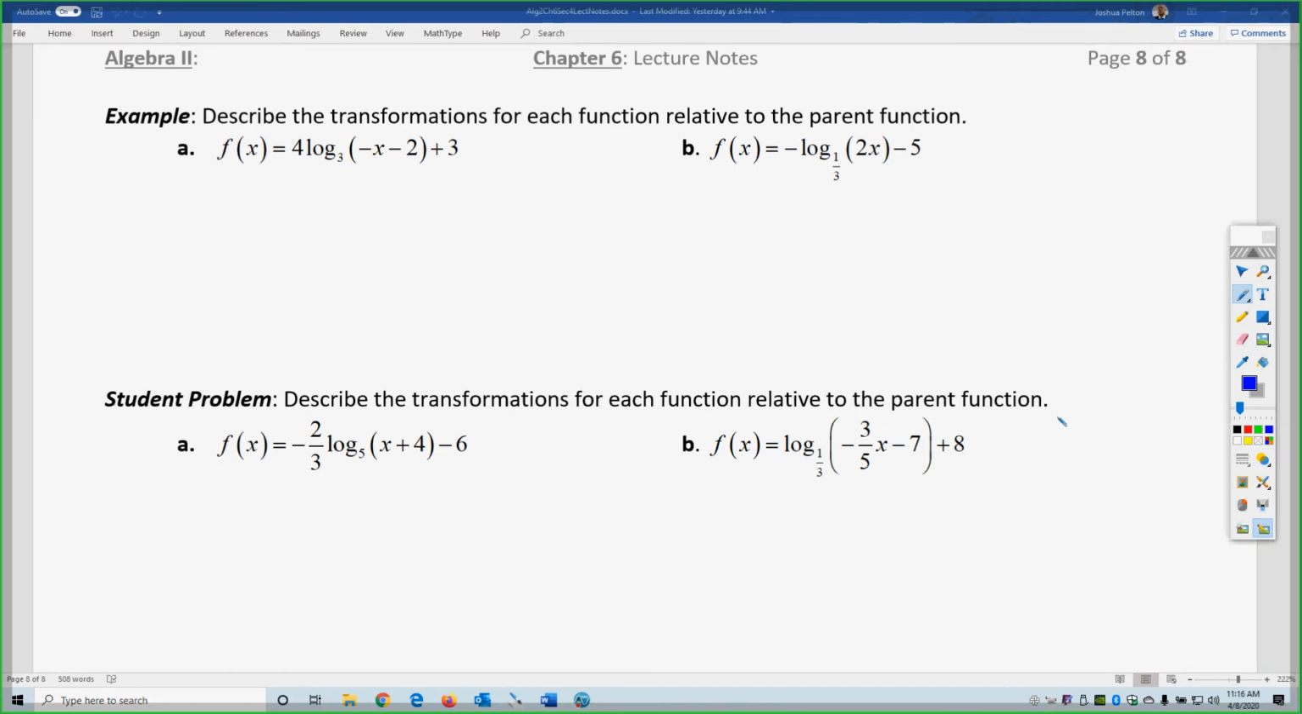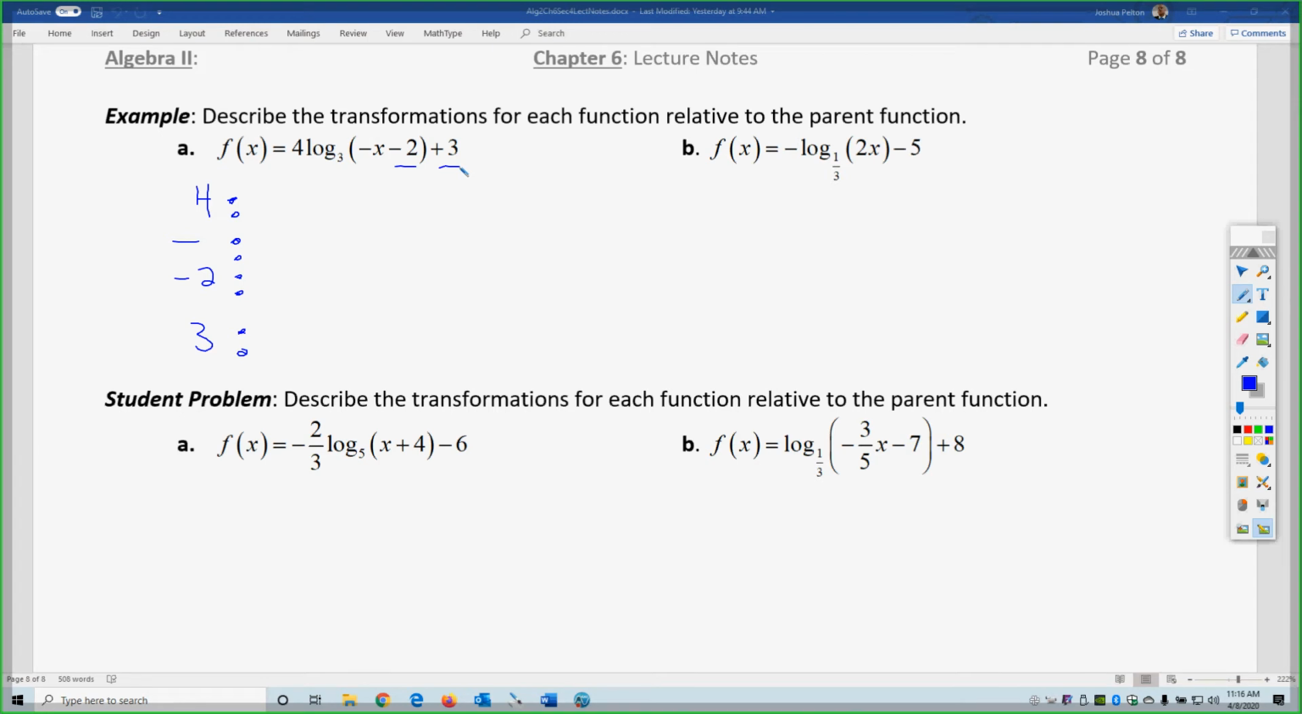So again, refer back to the list given in this section on the transformations and what each piece does, and the overall transformation sheet given at the beginning of the course. So the things we have here is a 4, a negative, a -2, and a 3. So what do each of these do? Well, adding and subtracting, those are translations. The inside is horizontal, the outside is vertical.